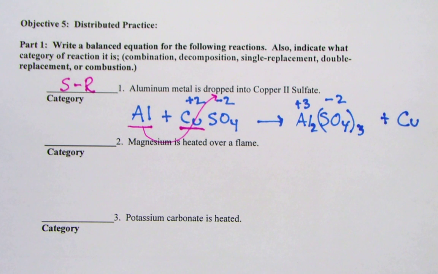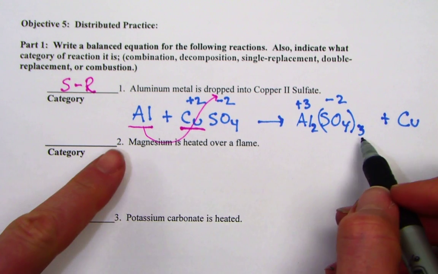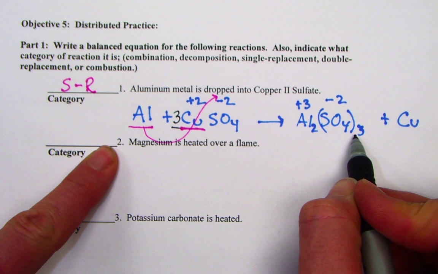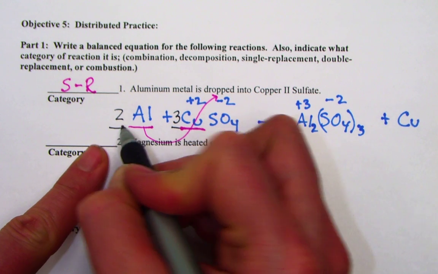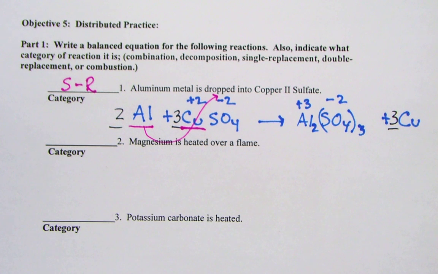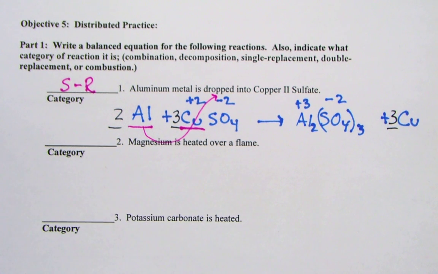When we work to balance our equation, we'll balance the aluminum sulfates. We'll end up with 3 in front of the copper sulfate to repair sulfates, 2 in front of the aluminum, and a 3 in front of the copper. 2, 3, 1, 3 balances our equation.